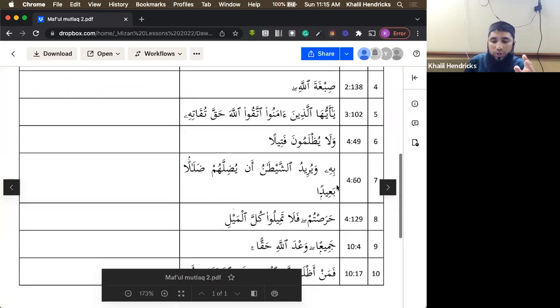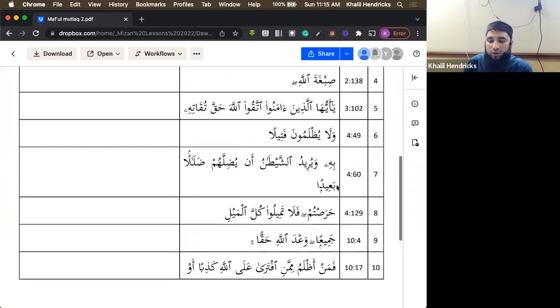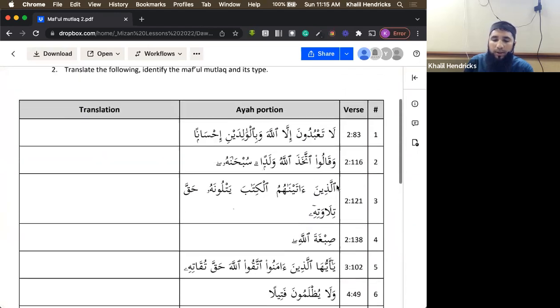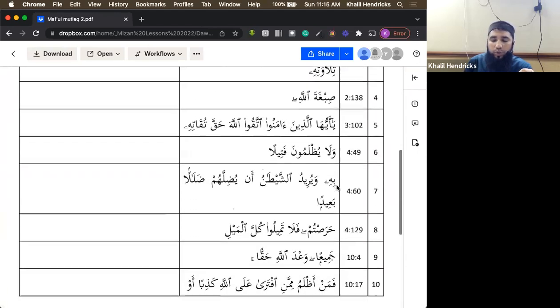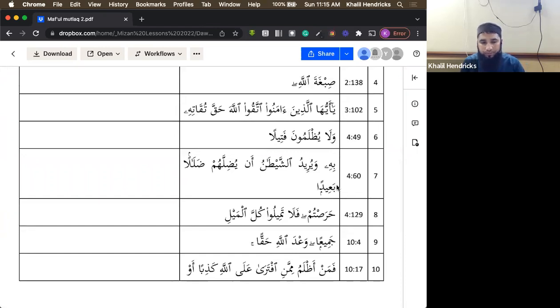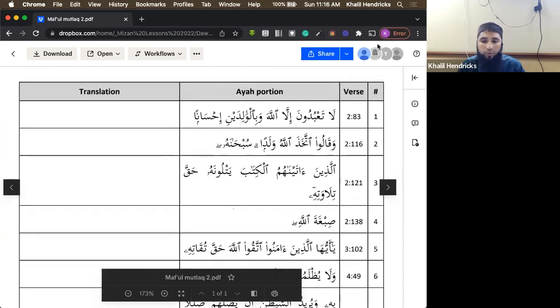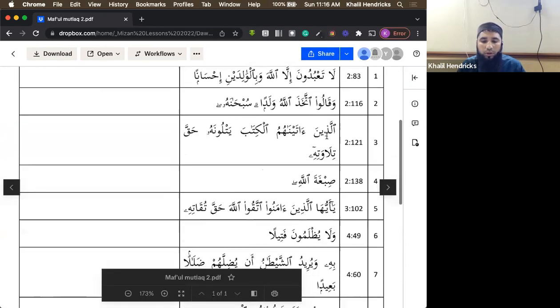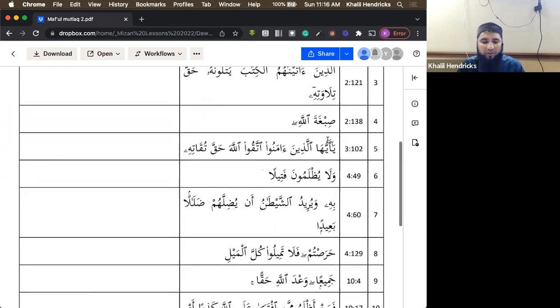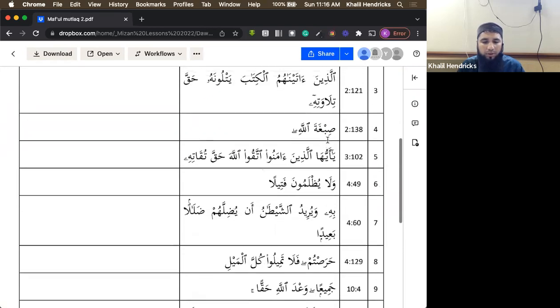Okay, we're not going to do a new concept for today. We're just going to go through the remainder of these examples on the Maf'ul Mutlaq, and then we'll do Hal next week, inshallah. So, just going through the examples. Last week we went through up until number 5.